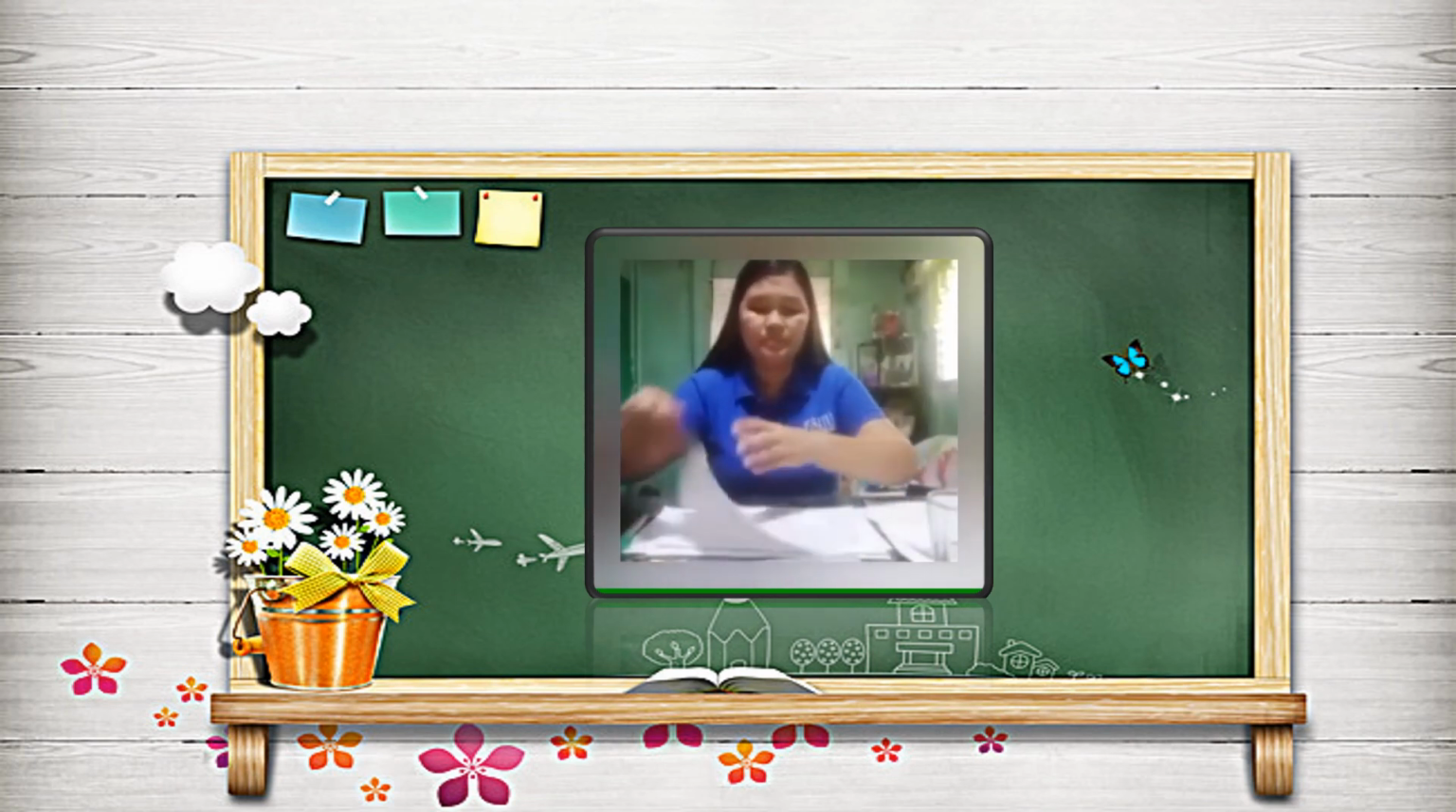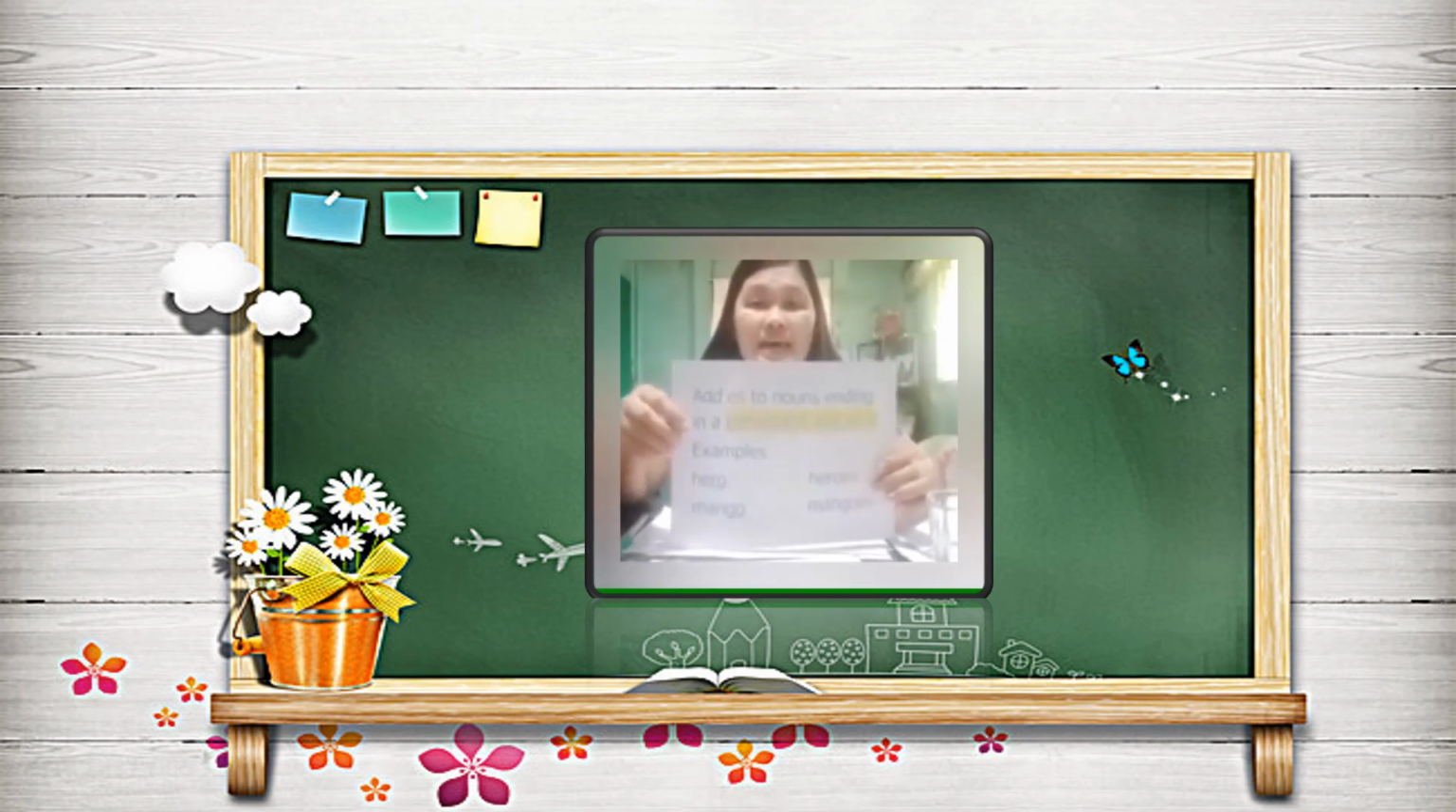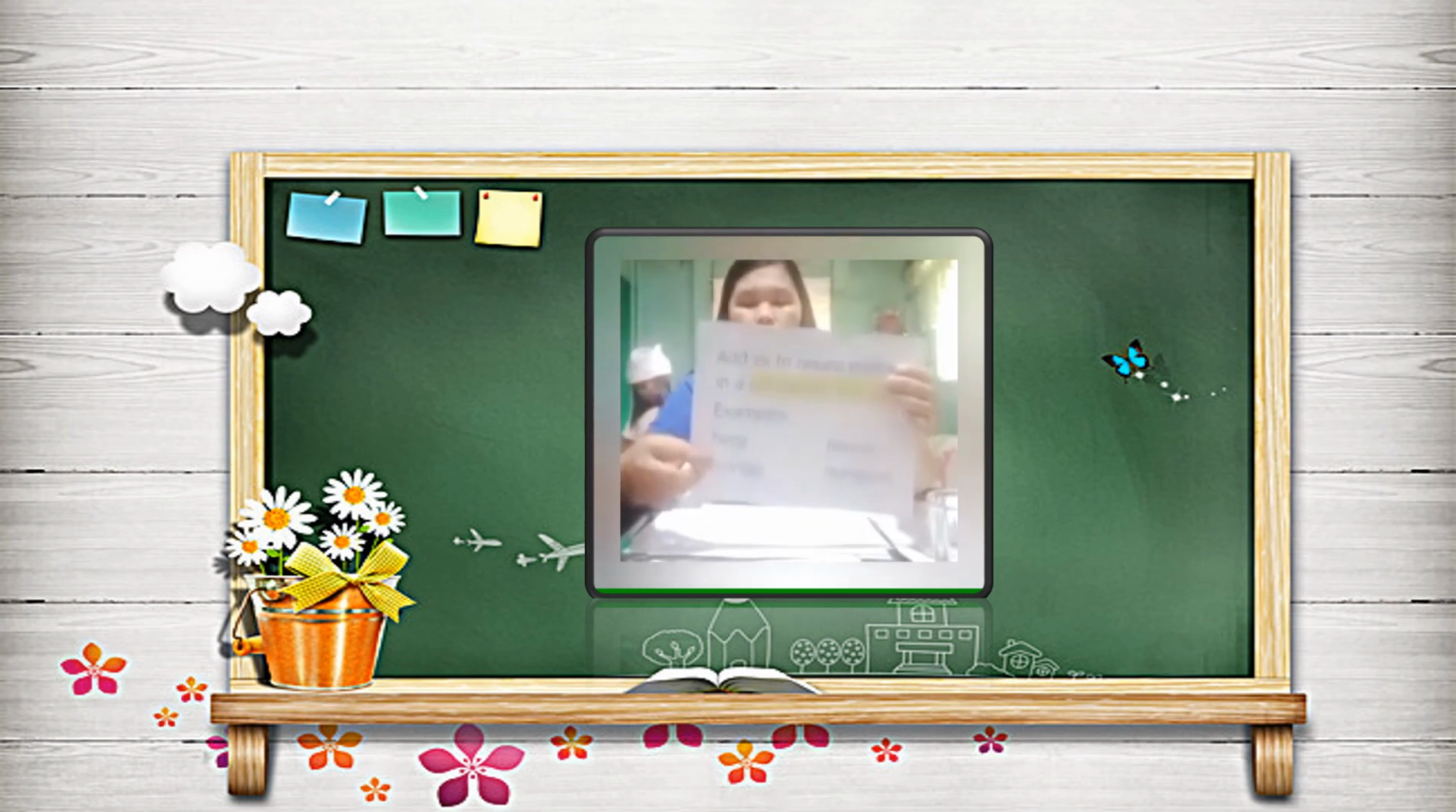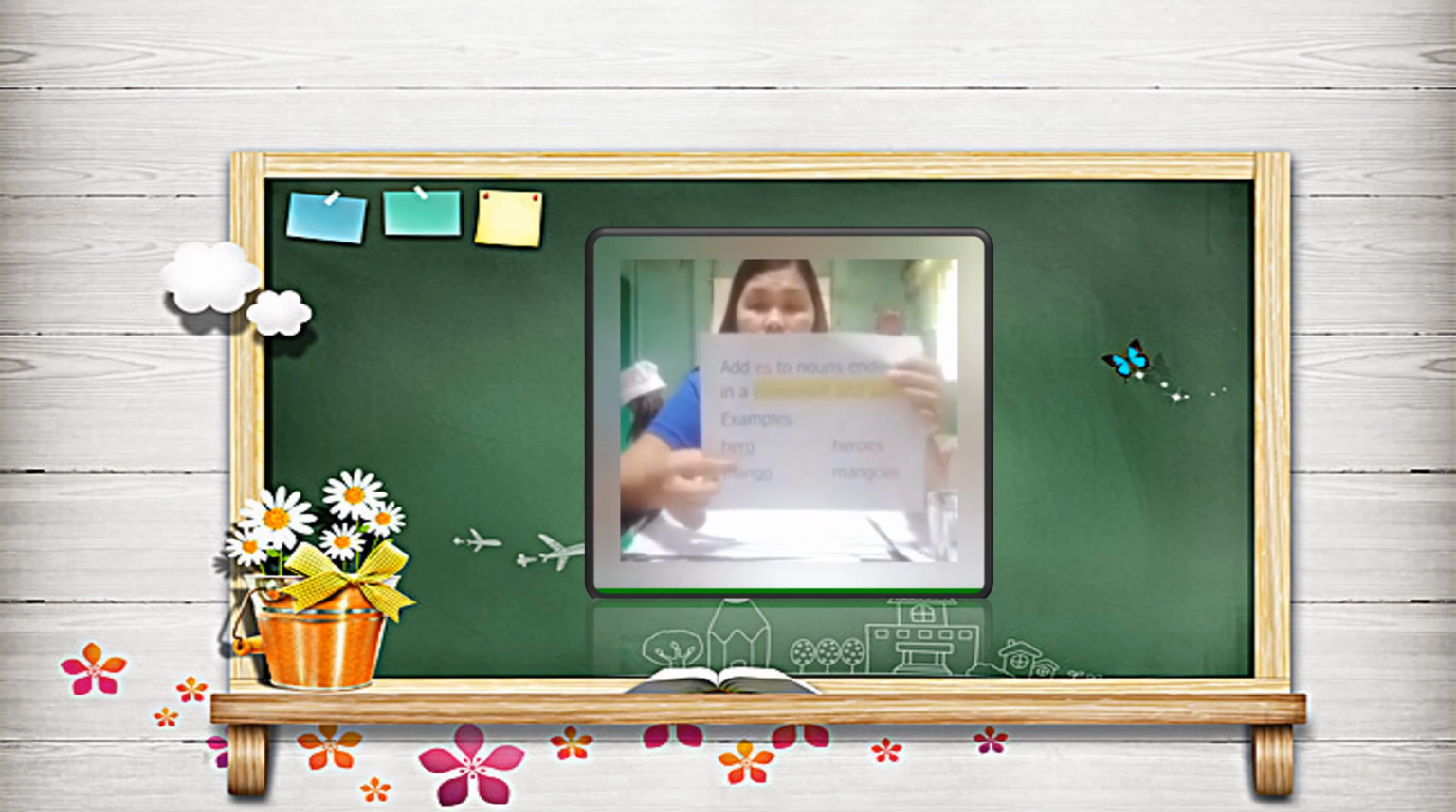Next, we add ES to nouns ending in a consonant and an O. Remember, there are 21 consonants in the English alphabet. So if the noun ends with a consonant and an O, you need to add ES to form its plural. Examples, we have here hero. Okay, so the last consonant here is R followed by an O.